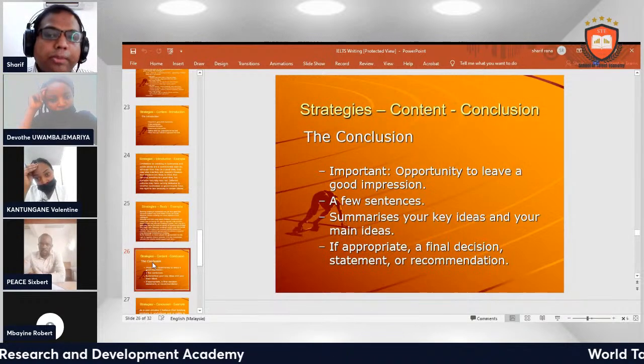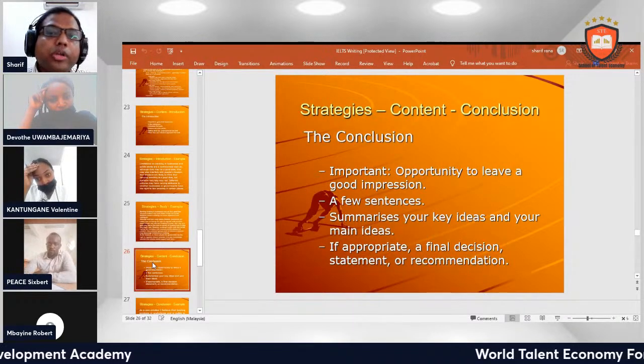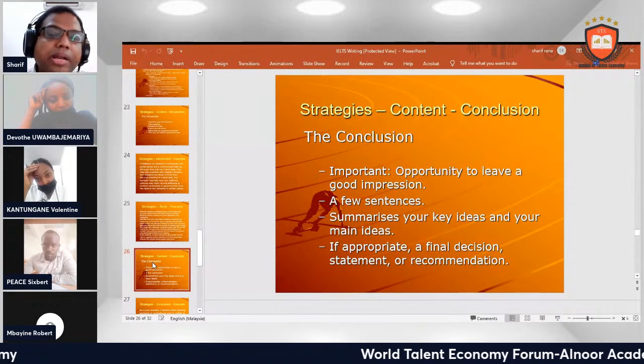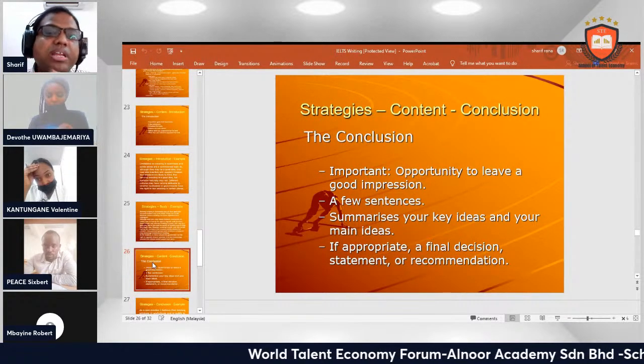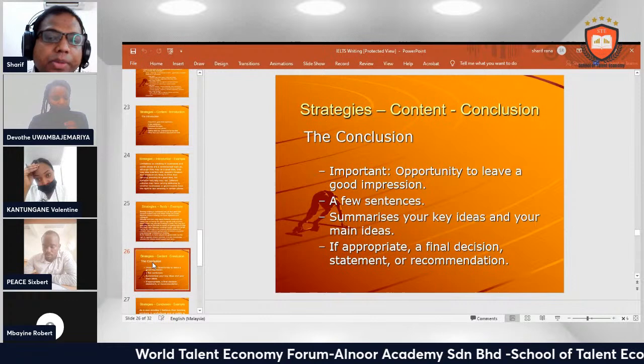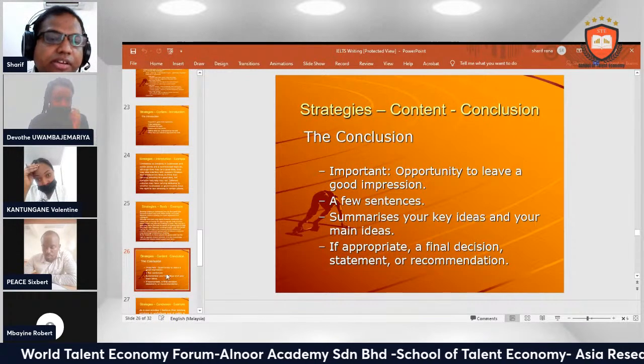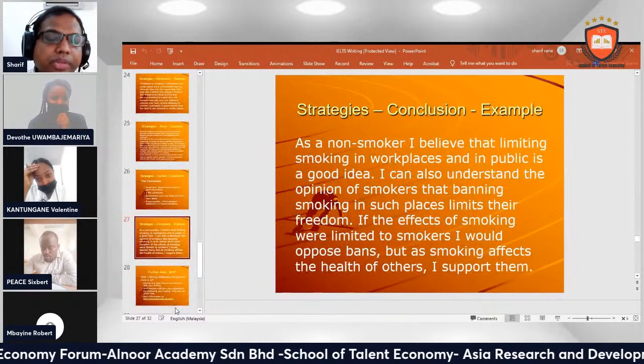The conclusion is important. It is an opportunity to leave a good impression. Write a few sentences that summarize your key idea and your main idea. If appropriate, a final decision statement and recommendations are also important.